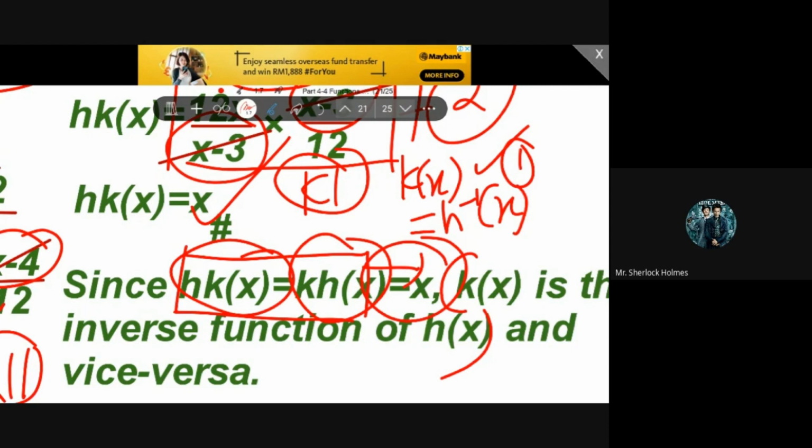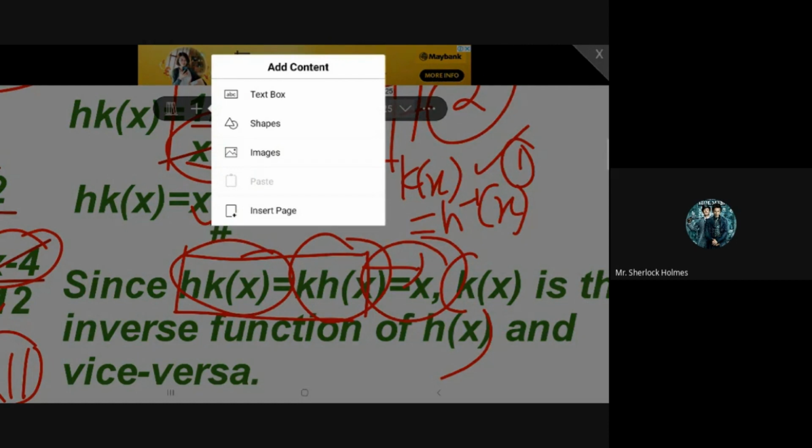So you find kh(x) first, that the question asked you already, the first part. The second step you need to do is find hk(x). You inverse the 2 functions. So if both of them are the inverse of each other, they should get the same result. So how I prove this, I want to prove it to you. I help you a bit.